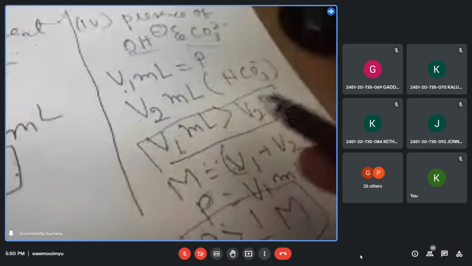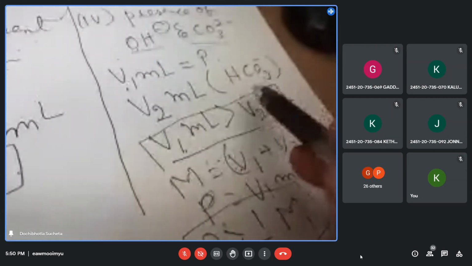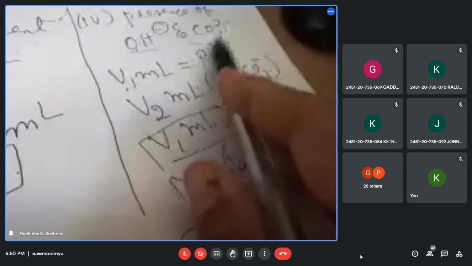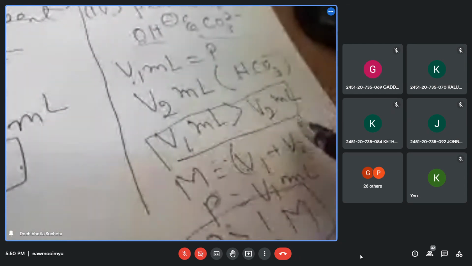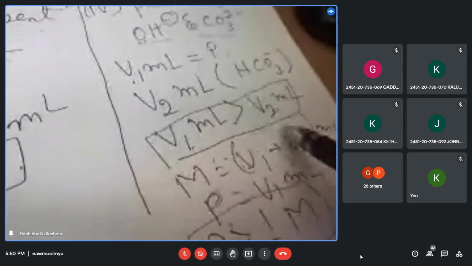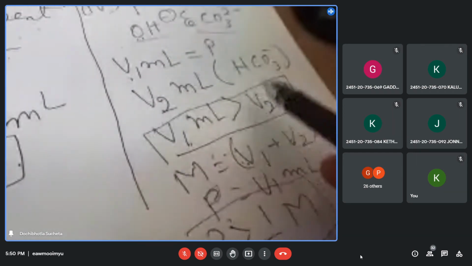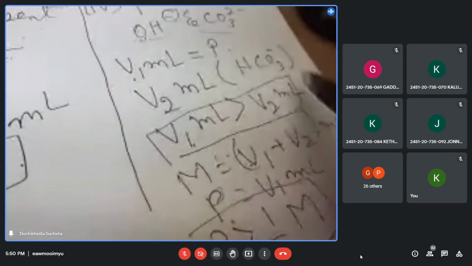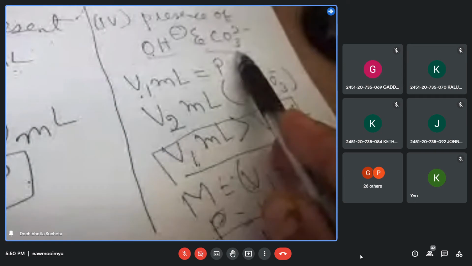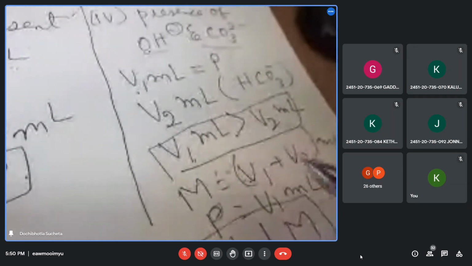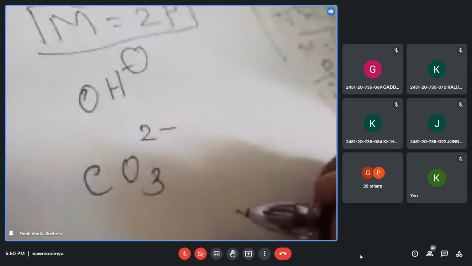So V2 ml, which I got, is all due to the presence of bicarbonate ions, which I got from the carbonate ion. Okay. So if V2 ml is exactly what I got, then 2 into V2 will be the complete neutralization of carbonate. Correct? Am I correct? Hope you are able to understand.